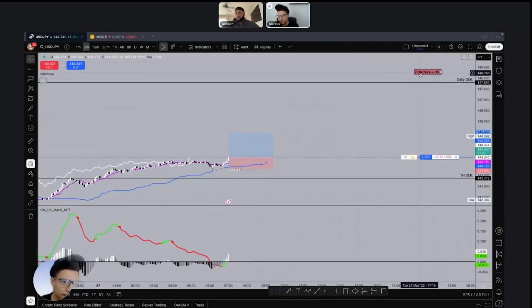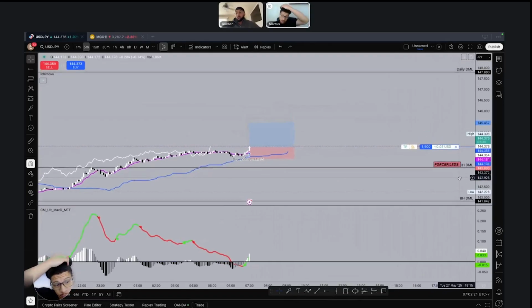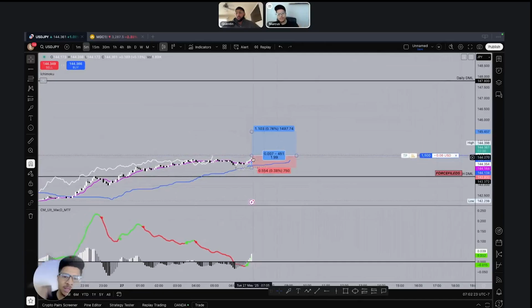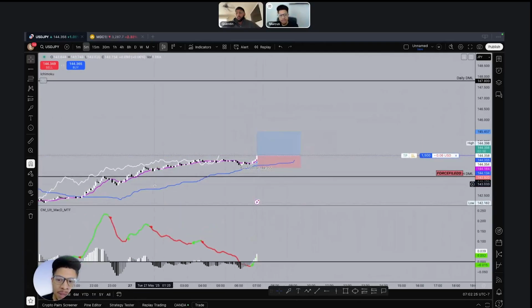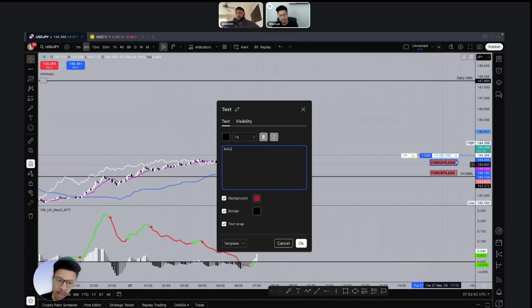Okay. So let me move this one down, because this one is the force field. This decision making level right here is acting as a force field. Why? Because it's preventing price from going below it, right? So just remember this: the closer we are to a decision making level, the more that decision making level is a force field.